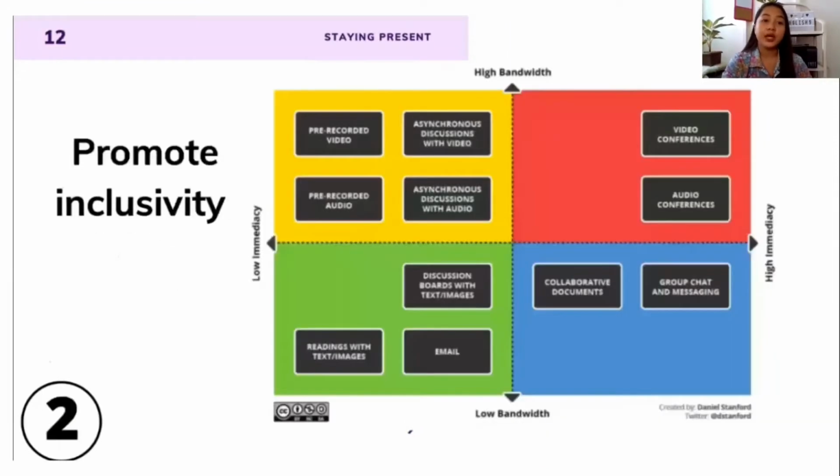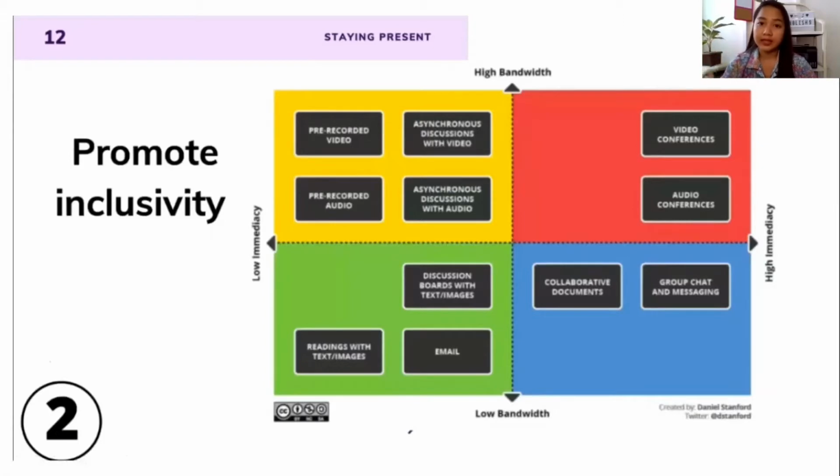Number two is to promote inclusivity. Promoting inclusivity is by designing your activities well. So here, she presented these boxes. Here, let's just deal with the bandwidth. The bandwidth is the internet consumption of the student or even the teachers. And when you say immediacy, it means how immediate the student should do the activity.